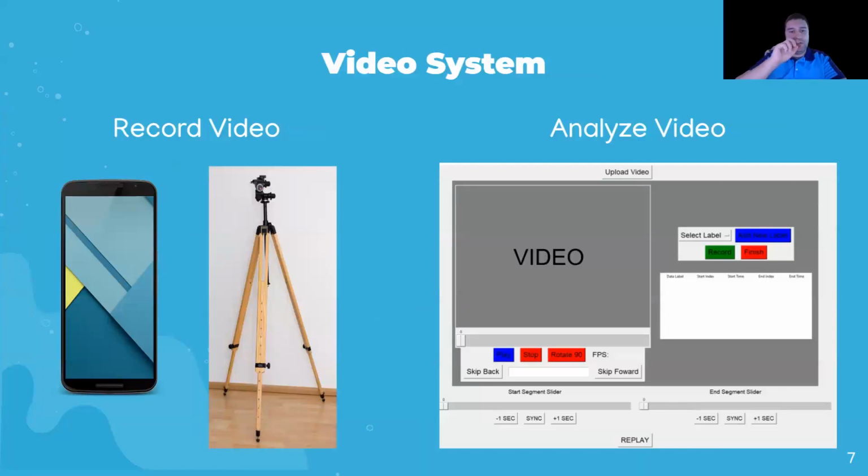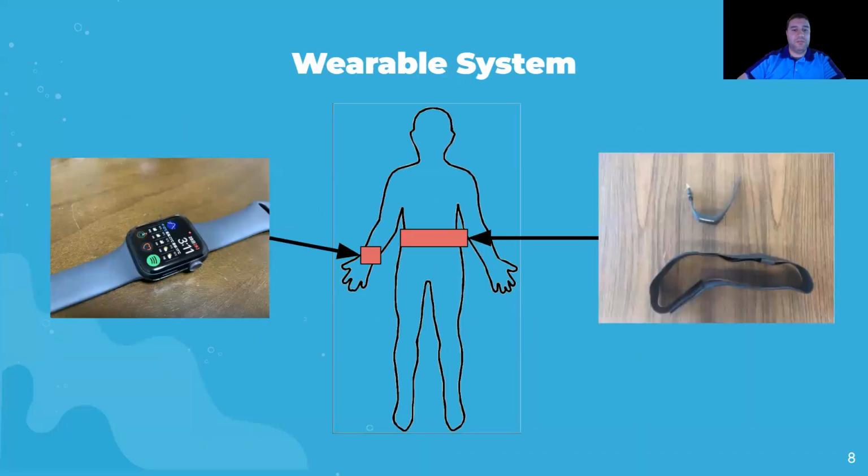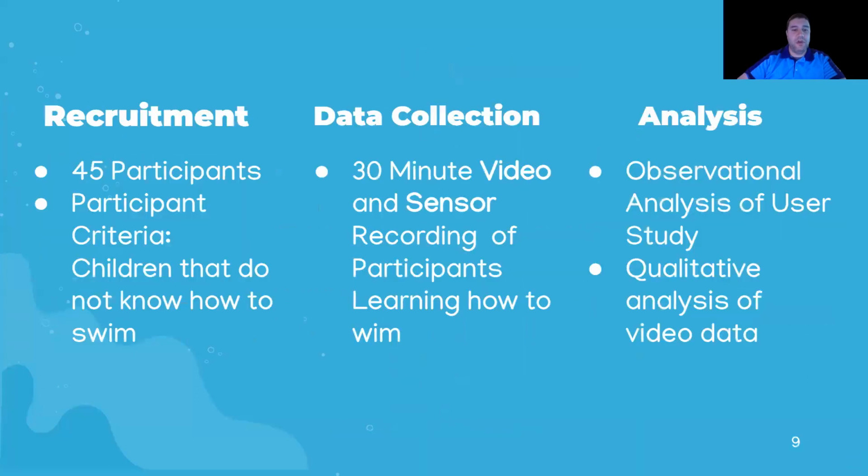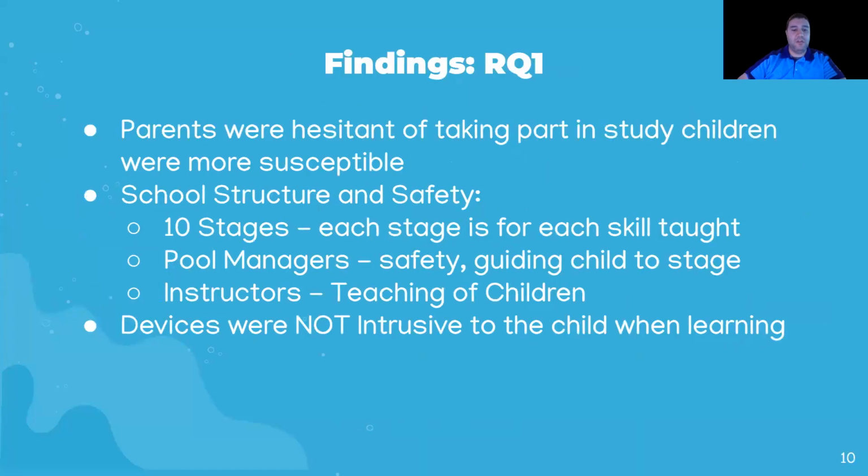We collected video data using a mobile device and a 5-foot-long tripod and labeled the data through a developed system. We also collected wearable data. We attached an Apple Watch on the wrist and a Moto 360 around the waist. We recruited 45 participants, which are children who do not know how to swim. We collected 30 minutes of data because that was the length of the swimming class, and we used observational analysis and qualitative analysis on the video data.